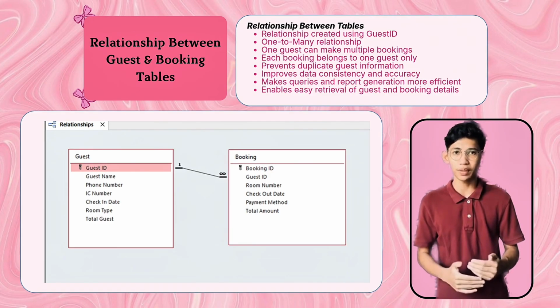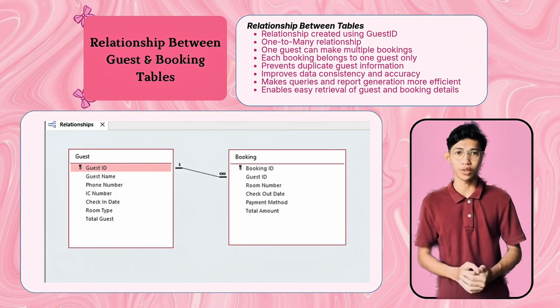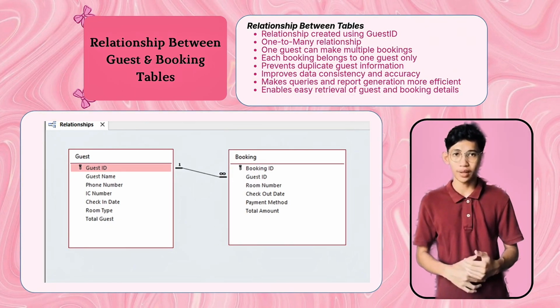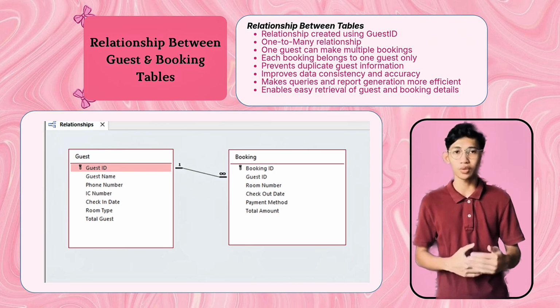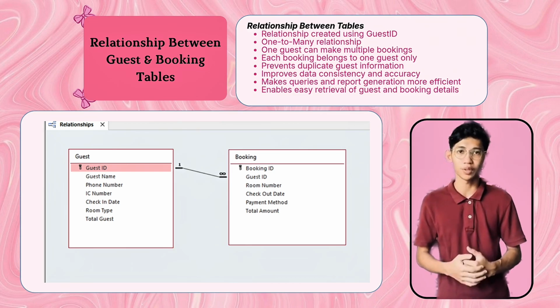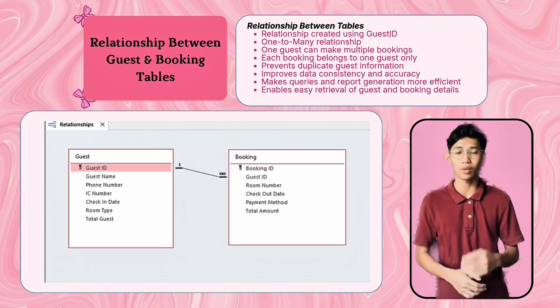Instead of entering the same guest information every time a new booking is made, the guest details are stored only once in the guest table. The booking table only stores the guest ID, which links each booking to the correct guest. By using this relationship, the database prevents duplicate data and improves data consistency. It also reduces errors when updating guest information because changes only need to be made in the one place.